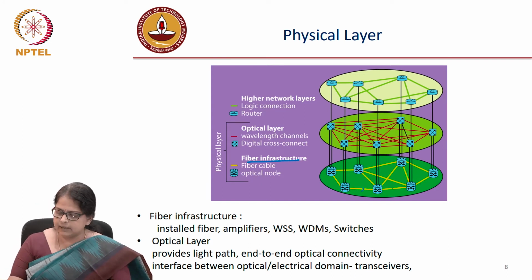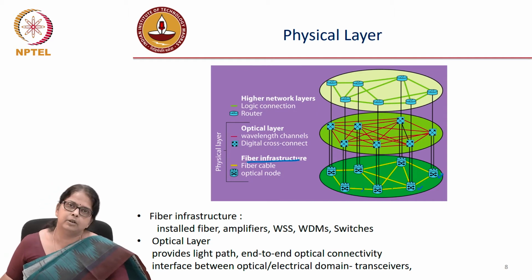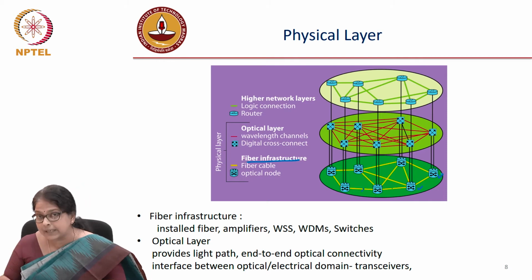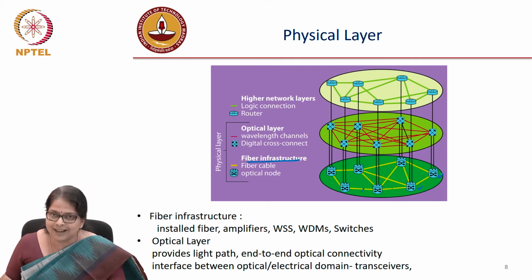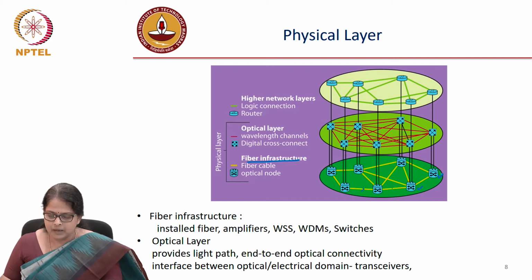Okay, and there are these optical nodes, and some of the functionalities of the optical nodes we have already seen. It could be in add drop multiplexing, it could be in optical add drop multiplexing. In fact, we talked about a reconfigurable add drop multiplexing also. Above this fiber infrastructure layer is the physical optical layer.